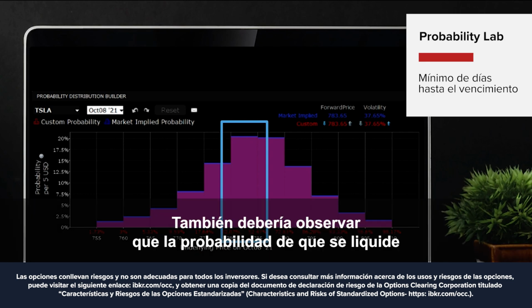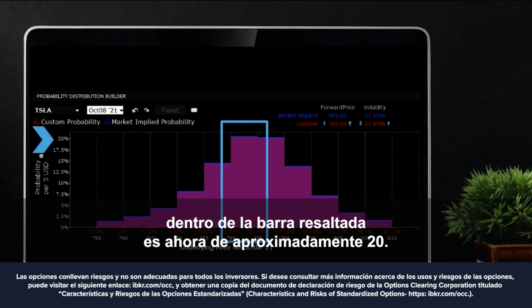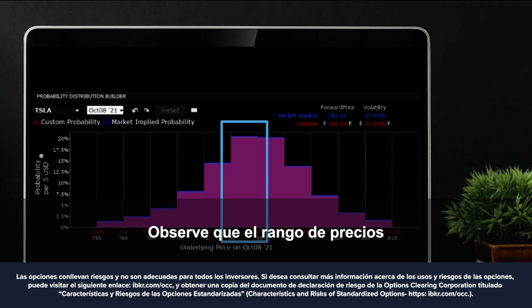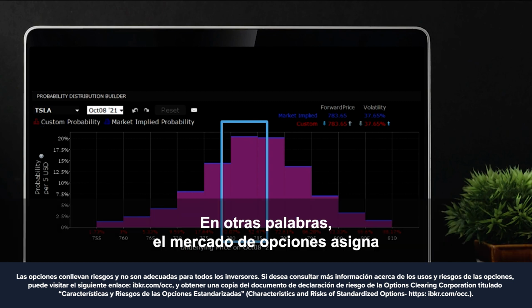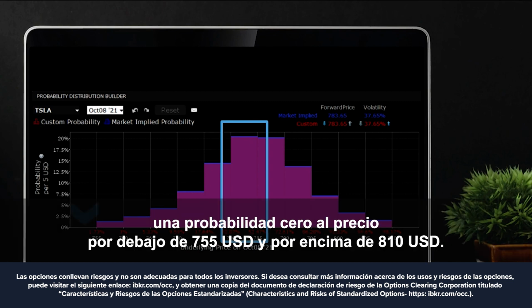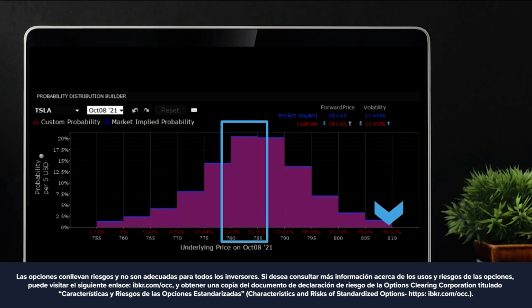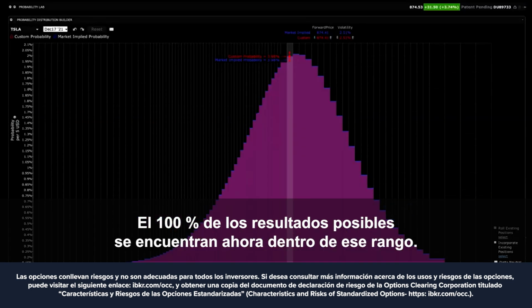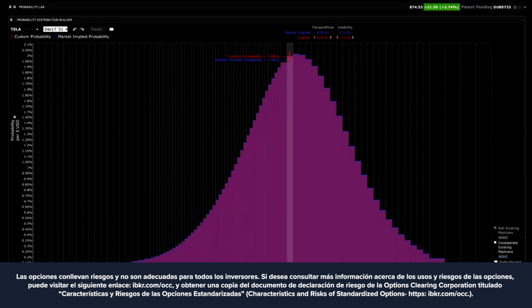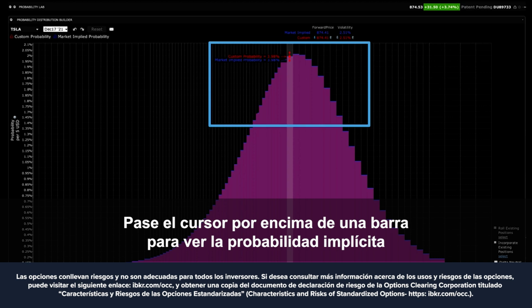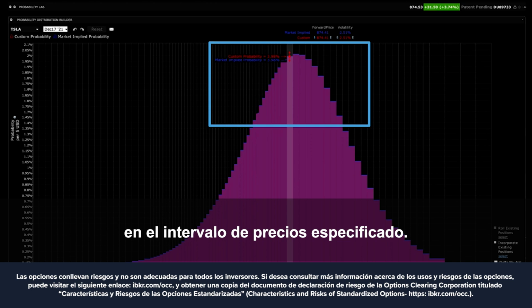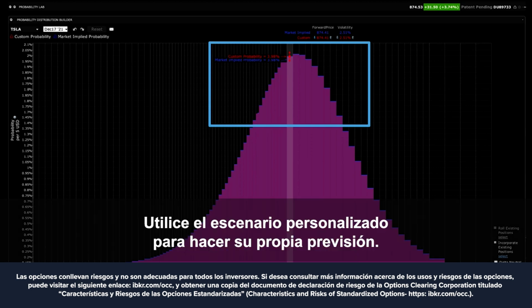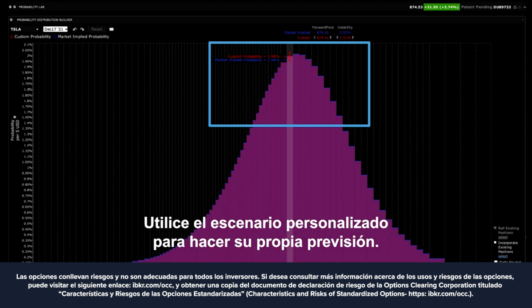And you should also notice that the probability of settling within the highlighted bar is now approximately 20. Notice also the potential price range at which the stock could settle has massively shrunk. In other words, the option market is assigning zero probability to price below $755 and above $810. 100% of possible outcomes now lie within that range. Hover your cursor above any bar to view the market implied and customized probability of price landing in the specified price range. Use the custom scenario to make your own forecast.